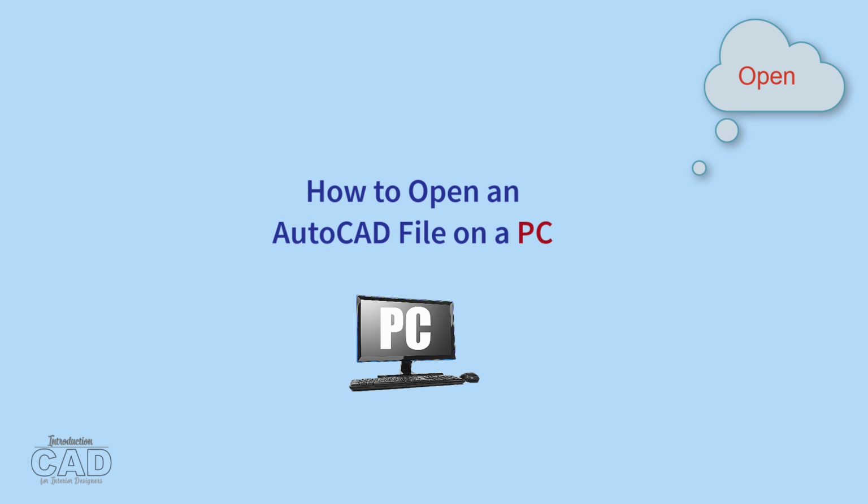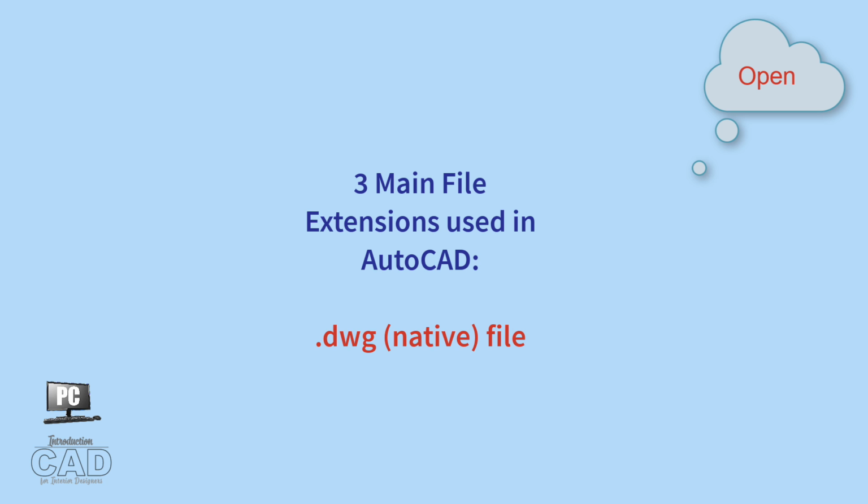This video covers how to open an AutoCAD file on a PC. There are three different main file types or file extensions associated with the AutoCAD application. The .dwg file extension is the native file type of an AutoCAD drawing.